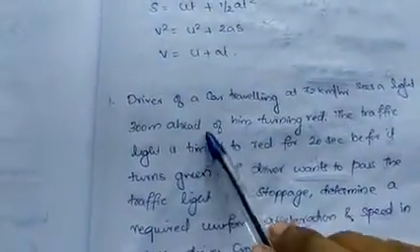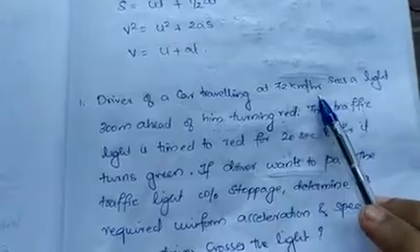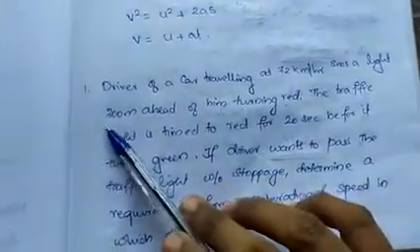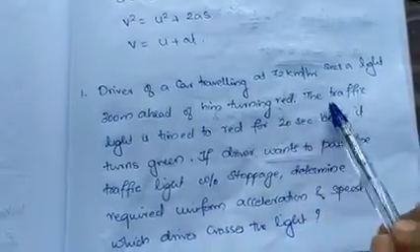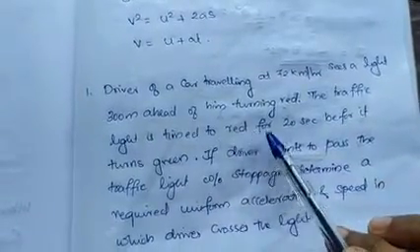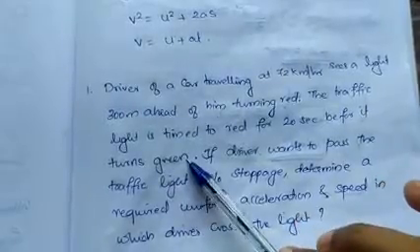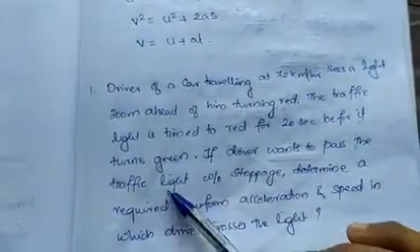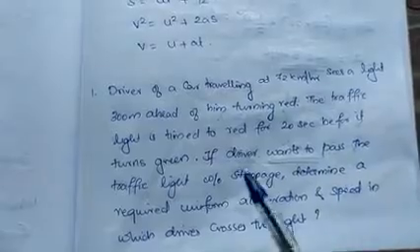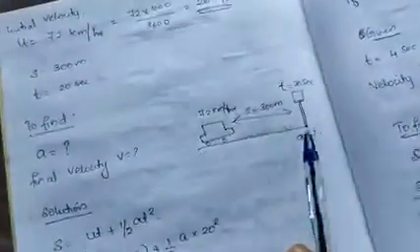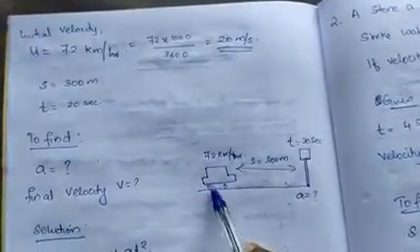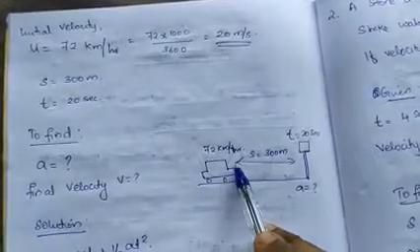Okay, so the first problem is: the driver of a car traveling at 72 km per hour sees a light 300 meter ahead of him turning red. The traffic light is timed to be red for 20 seconds before it turns green. If the driver wants to pass the traffic light without stoppage, determine the required uniform acceleration and the speed at which the driver crosses the light. So here a driver is driving at 72 km per hour.